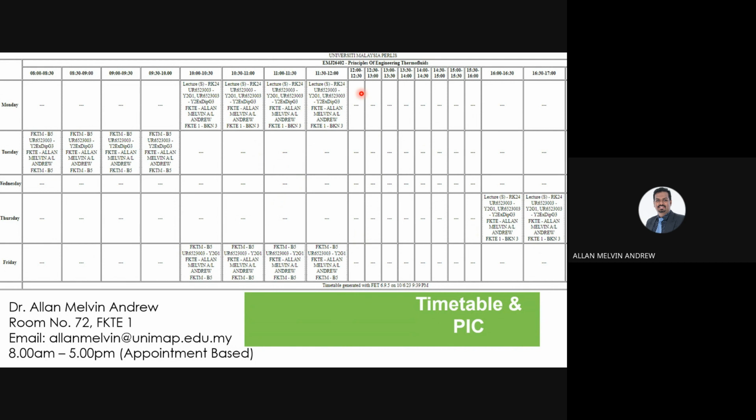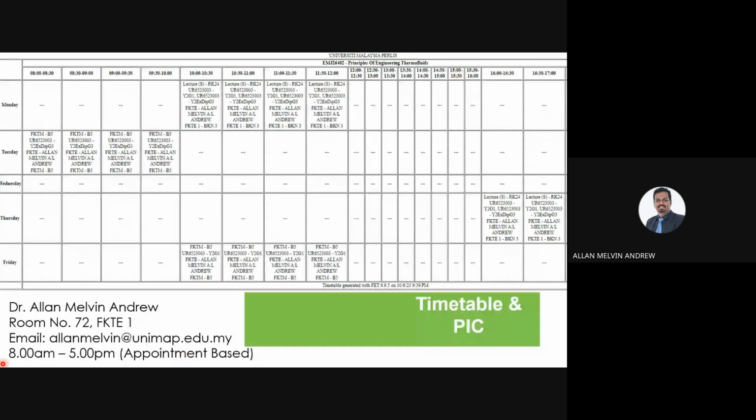Okay, so the subject will be fully... I'll be teaching. My lecture room is room number 72 in the FKT1 building, the light blue building. My office is there, but at times I'll be in another research room, so most of the time I won't be in the blue building. If you require any meeting, please contact me and set an appointment first.